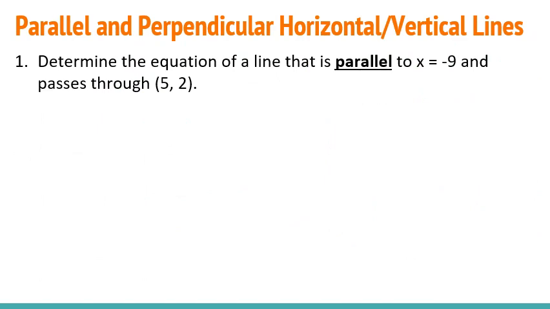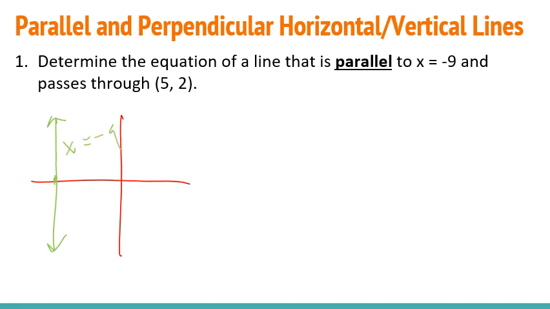So determine the equation of a line that's parallel to x equals -9 and passes through 5, 2. All right, let's take a look. So parallel to this line, x equals -9. You could use Desmos and graph this, but I want to just show you, if you sketch it, you can figure out the answer pretty quick. So here's x equals -9. So all the points where x equals -9 would look like that, right?